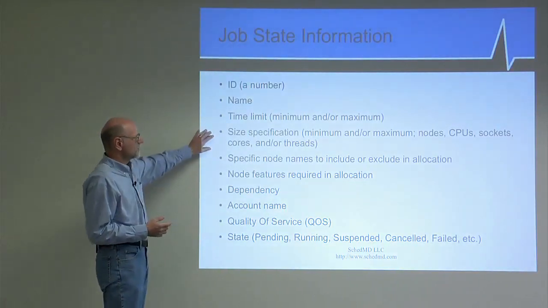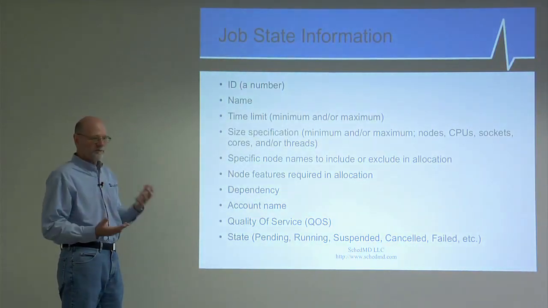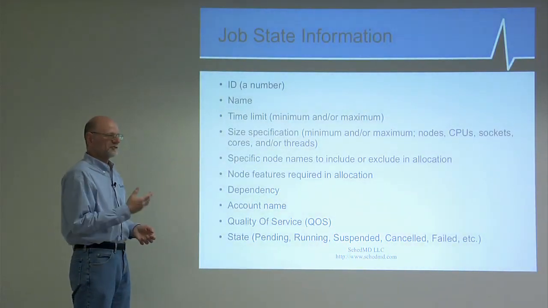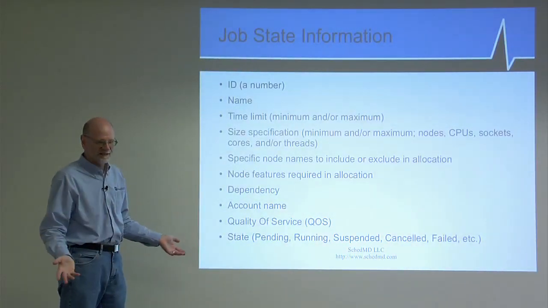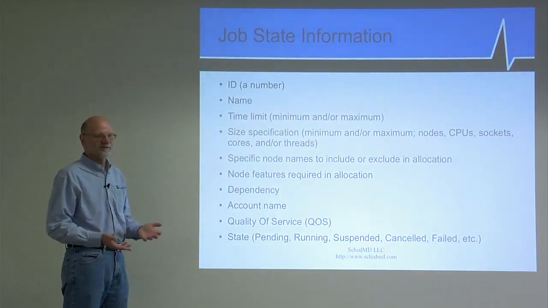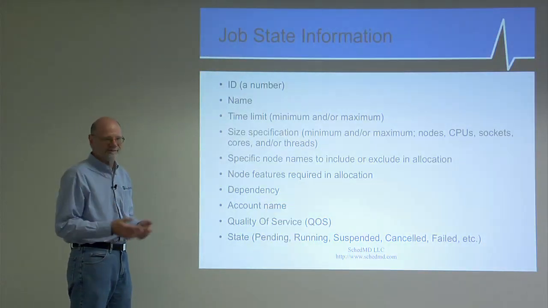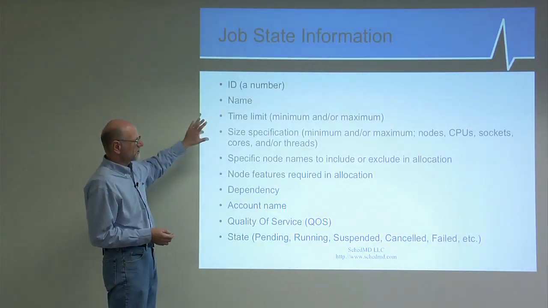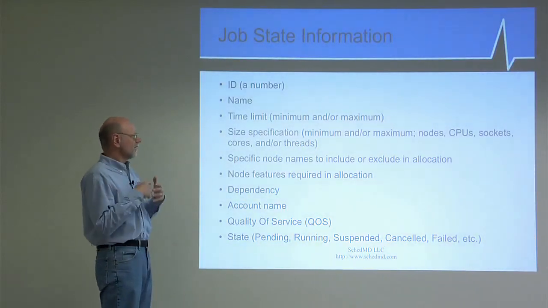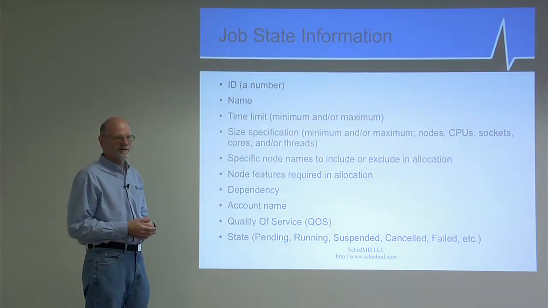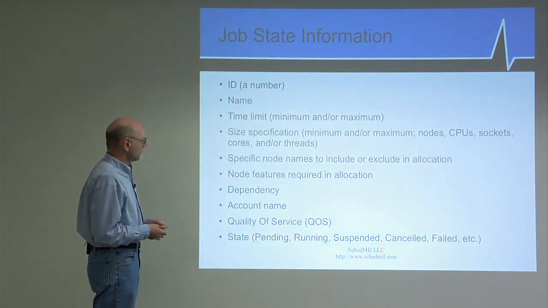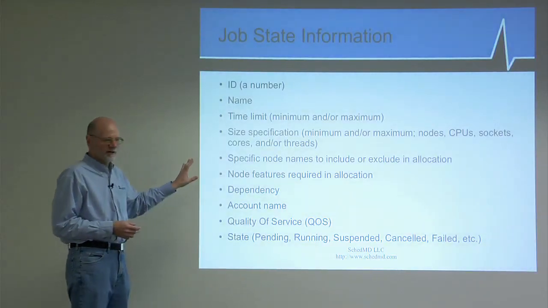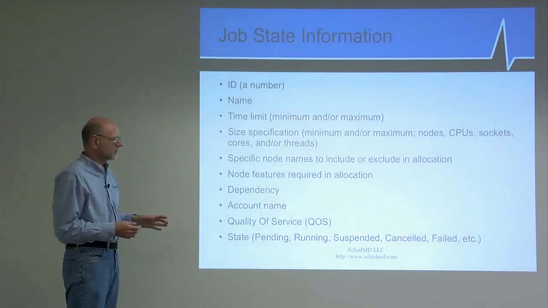There's a size specification as well with minimum and maximum values. So somebody can say, I want between 4 and 16 nodes, and then when it starts, I will decide how to manage those resources. Users also can specify in their job specification sockets, cores, threads, and so forth. Users can specify the nodes to be included or excluded from the resource allocation.